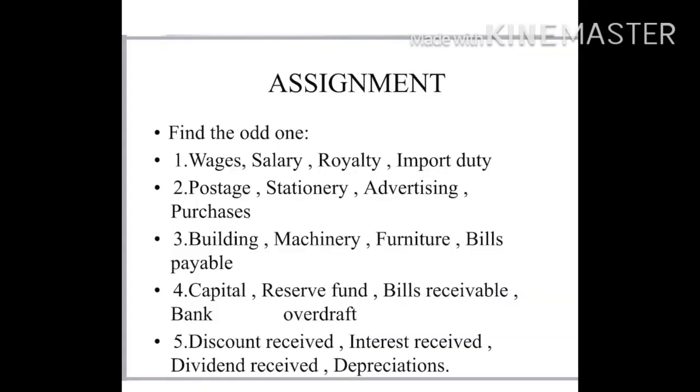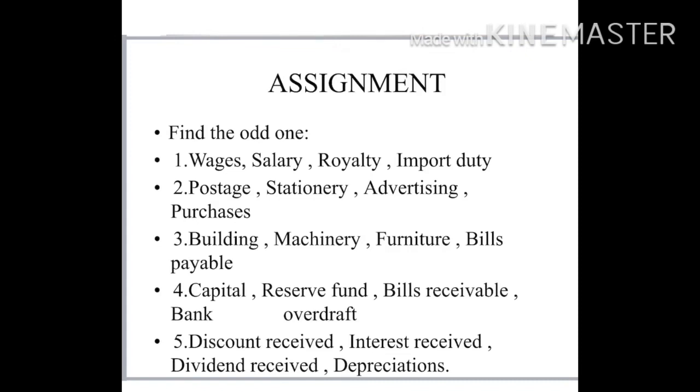Your assignment, you have to find the odd one out. See the first one, wages, salary, royalty, import duty. Now wages, royalty and import duty go to trading account debit side, but salary goes to profit and loss account debit side. So odd one is salary. See the second one, postage, stationery, advertising, purchases. Postage profit and loss, stationery profit and loss, advertising profit and loss, purchases is trading account. So purchase is the odd one out.